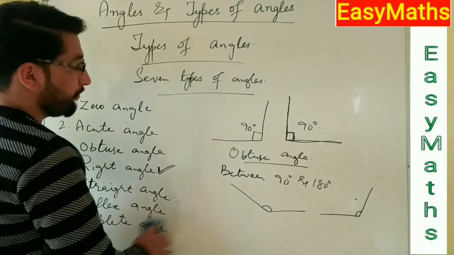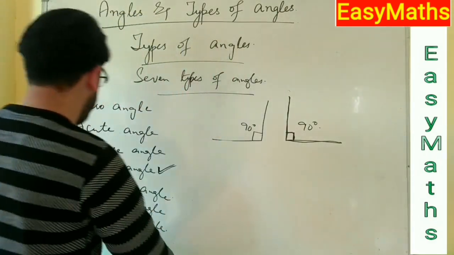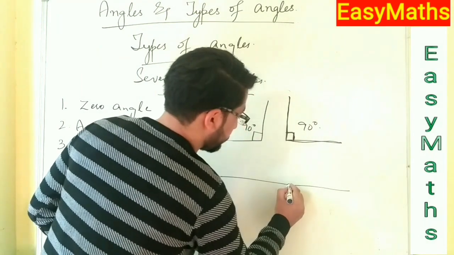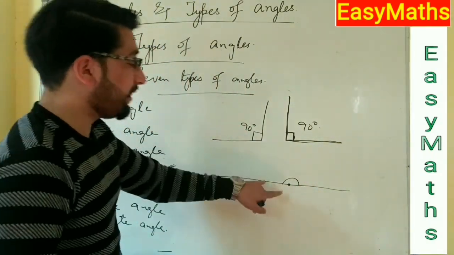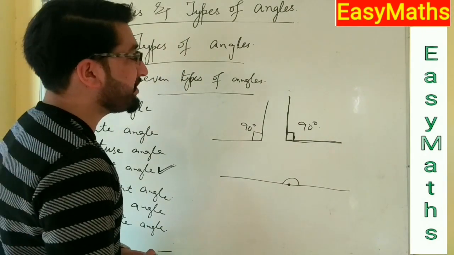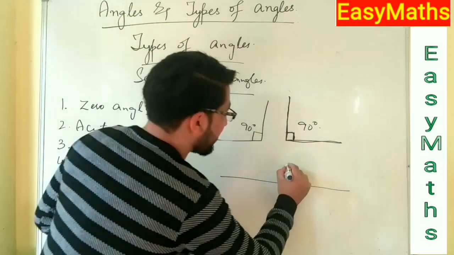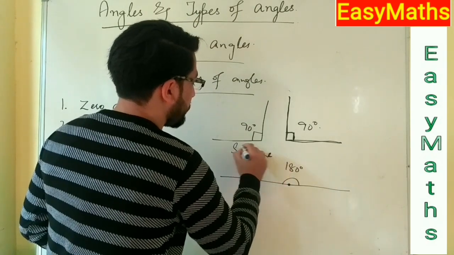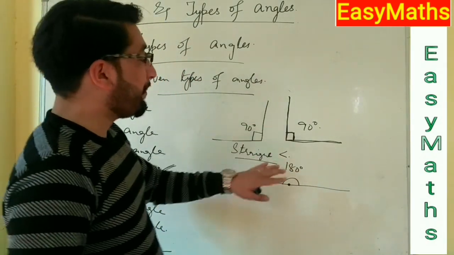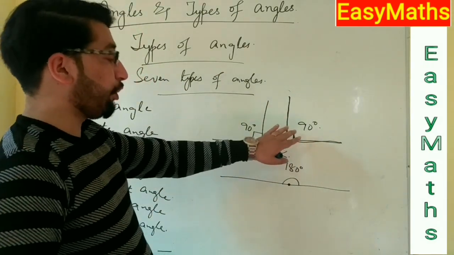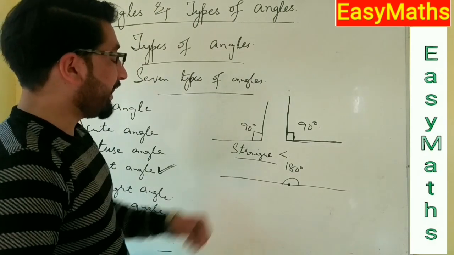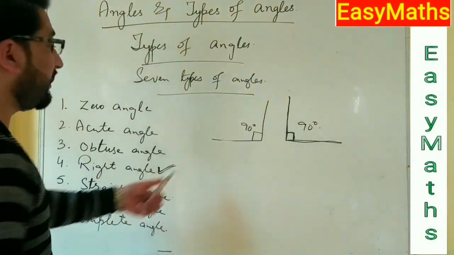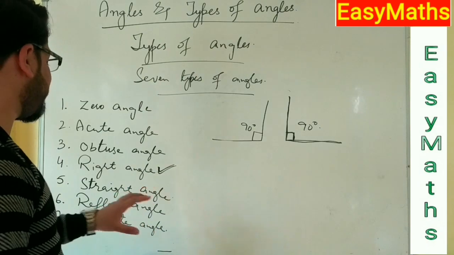Moving forward, after the obtuse angle, there is one more angle, the straight angle. When two rays meet here, this angle which is double of 90 degrees, double of a right angle, is 180 degrees, and it is called a straight angle. The angle which is twice a right angle is a straight angle. Students, you have already learned about the right angle: the angle equal to 90 degrees is a right angle.